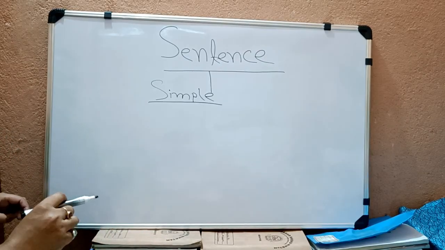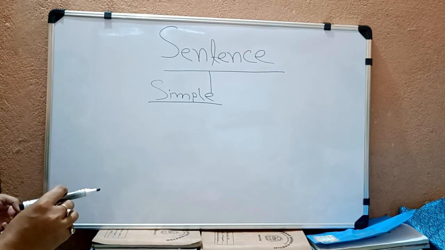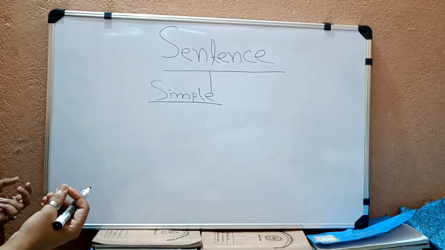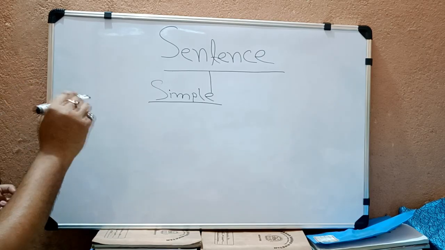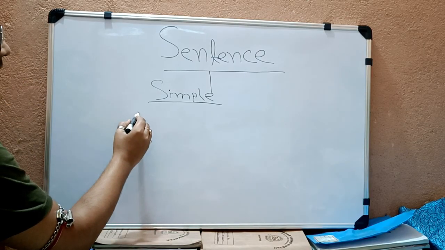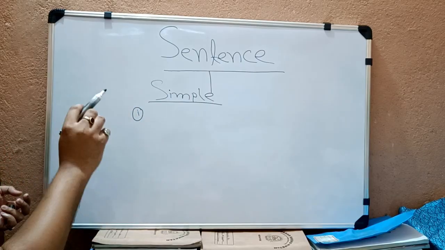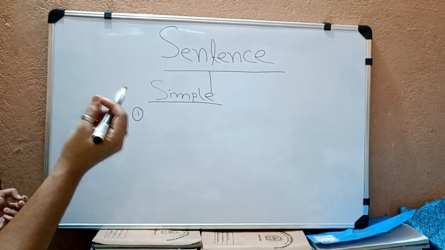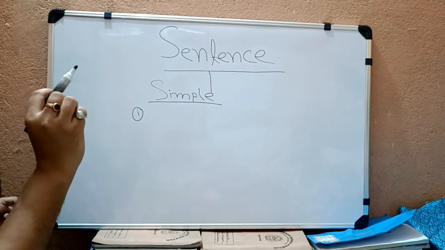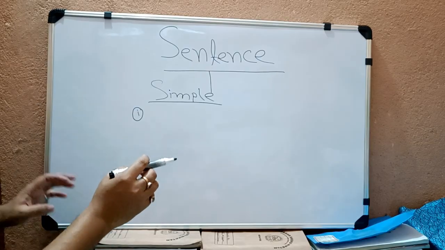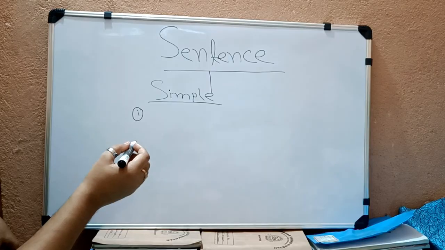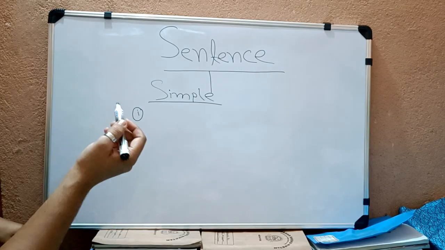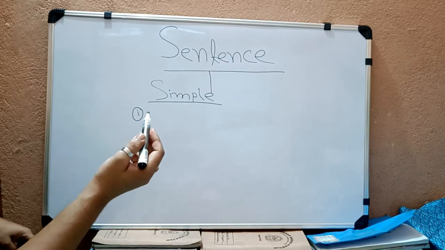First of all, the term simple is related to the very definition of the sentence. The simple sentence means which is not complex and not compound. But there are some characteristics by which we can easily understand what a simple sentence is. Okay, so let's find it out. The most important point is that by which you can easily find out that it is a simple sentence, and you can differentiate among the three sentences.